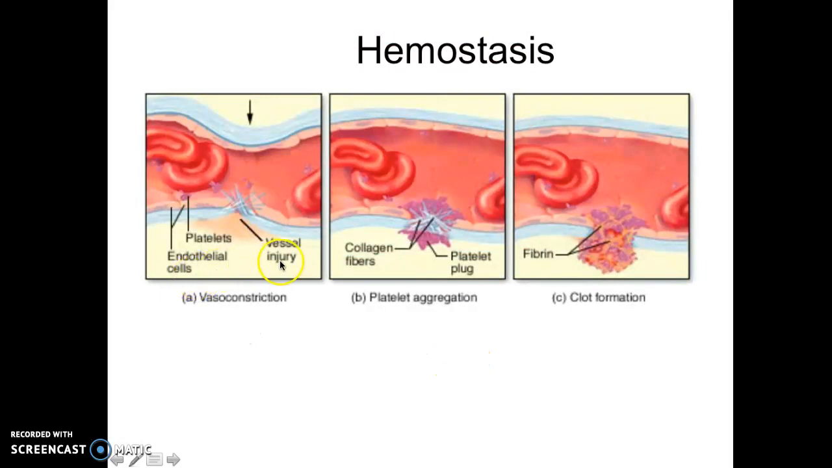So these are all the steps of hemostasis. You've got vasoconstriction, that's the constriction of the vessel. You've got platelets, all the platelets sticking to each other, stopping the bleeding here, and then you have the fibrin net catching red blood cells, all the cells, to reinforce that.